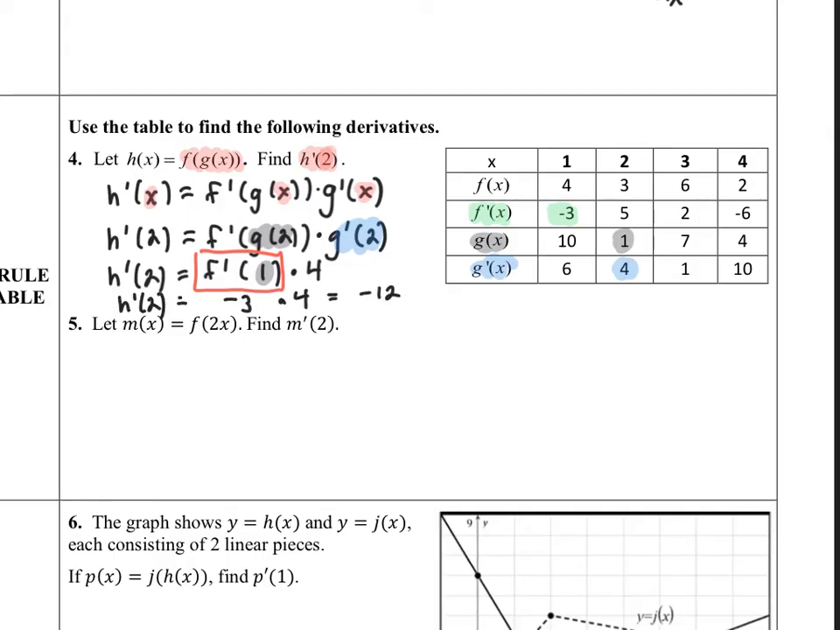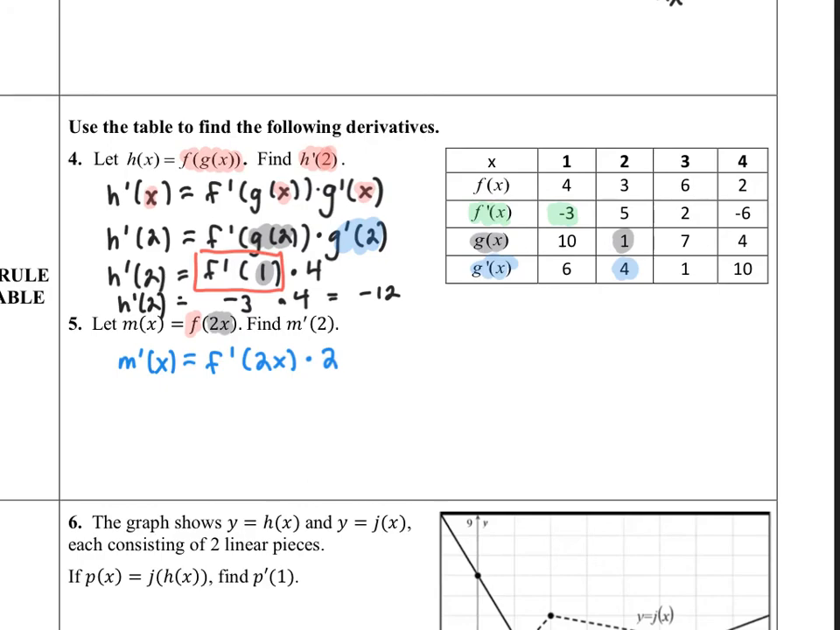This next question defines a function called m as f of 2x. And what I see when I look at this is that 2x is a function inside of my function f. So that 2x is my inside function and f is my outside function. So to find the derivative, I need to use the chain rule. So my chain rule looks like this. The derivative of that outside function is f prime. Leave the inside function alone, that's the 2x, times the derivative of that inside function, and the derivative of 2x is this 2.